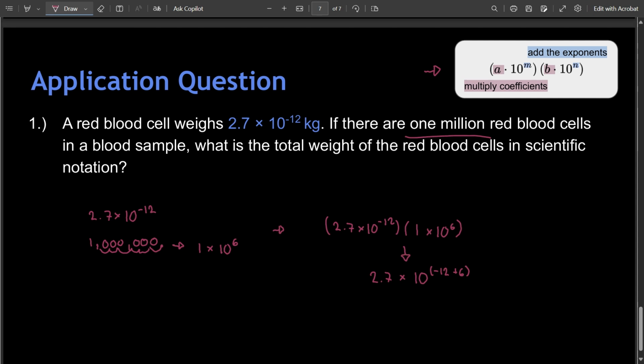And the last step is to just do this little question up here in the parentheses. So 2.7 times 10 to the power of negative 6. And let's not forget the units, kilograms. And that is our final answer.